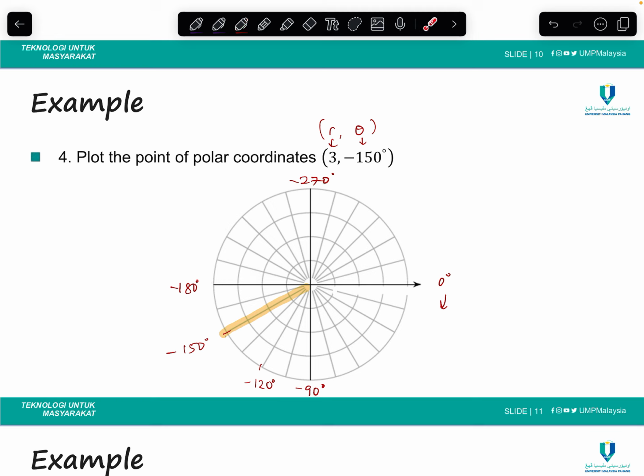After you determine the angle, -150, you have to look at r, the radius or the distance from the pole, which is 3 units. This is 1 unit, this is 2 units, and this is 3 units. So the point P is here.